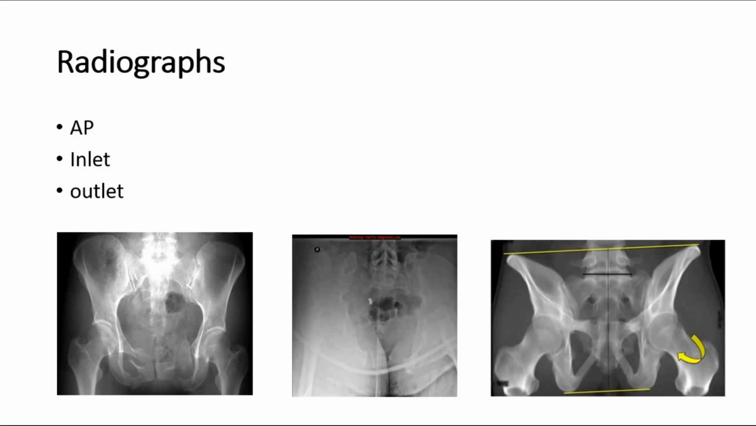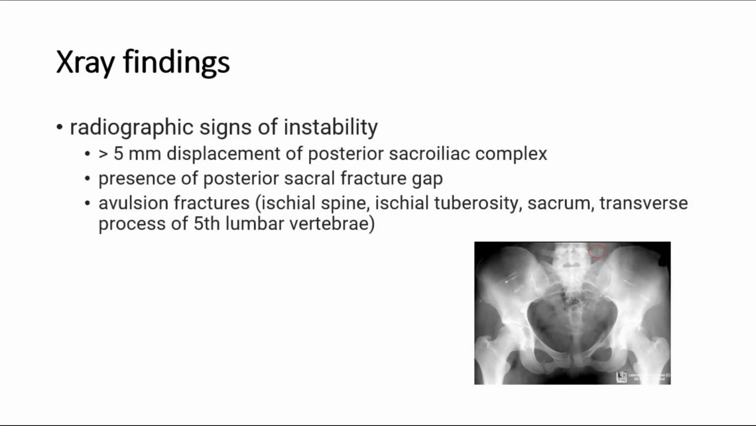For radiograph, we usually do AP, inlet, and outlet views of the pelvis, shown in these three pictures respectively. Look for radiographic signs of instability, such as more than 5 mm displacement of posterior sacroiliac complex, presence of posterior sacral fracture gap, or avulsion fractures.